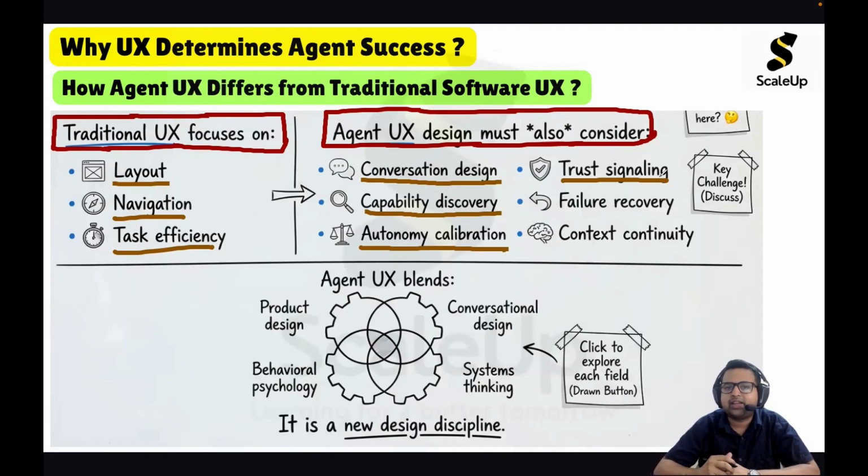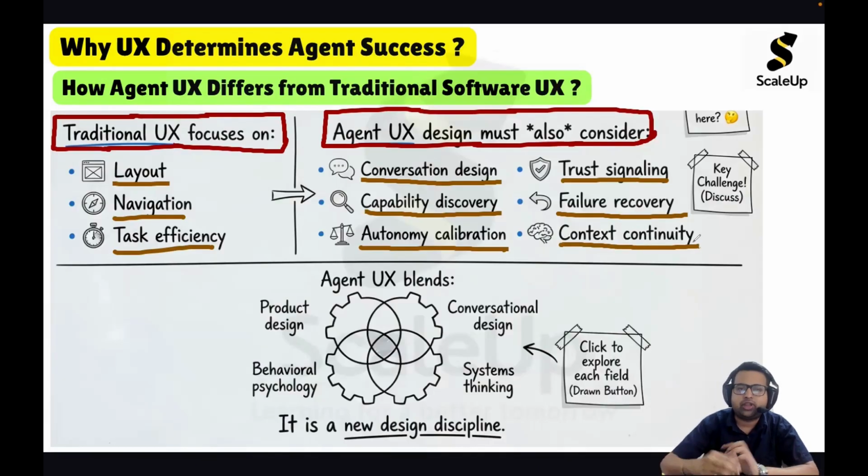Agent UX design must also consider failure recovery. Since agents can hallucinate or drift, the undo button is replaced by correction loops, wherein the user can nudge the agent back on track without starting over. So that's graceful failure recovery. And context continuity. Agent UX must have a provision for context continuity. Agents must remember past interactions, and the UX must visualize this memory so the user knows what the agent currently knows.